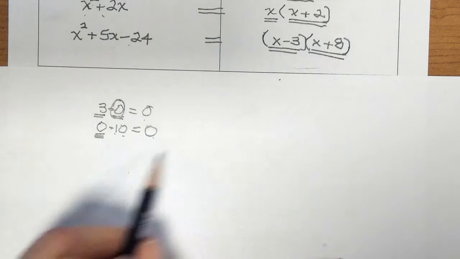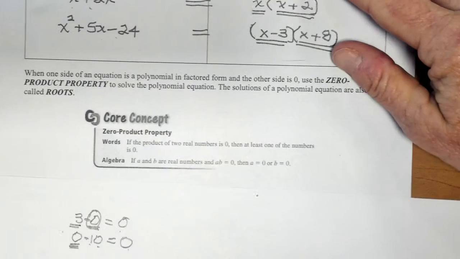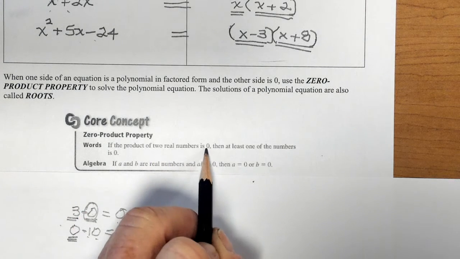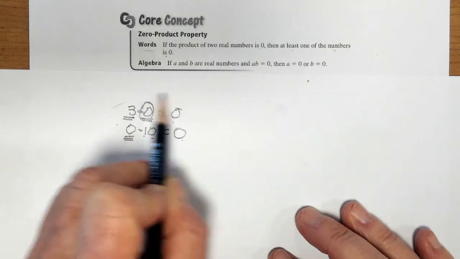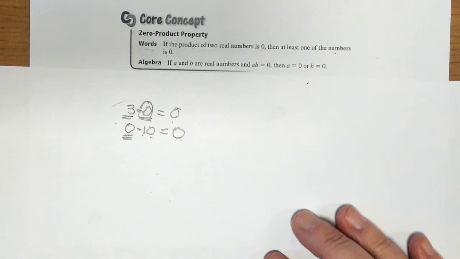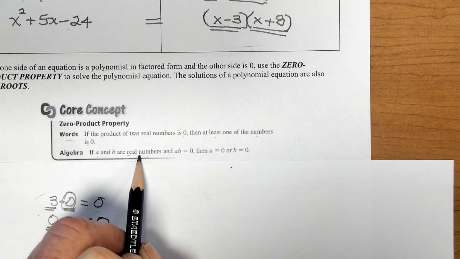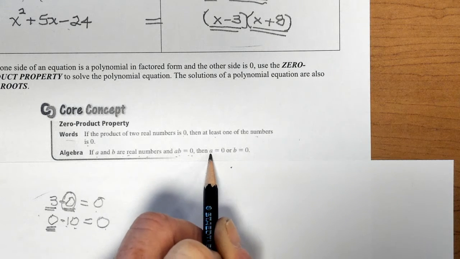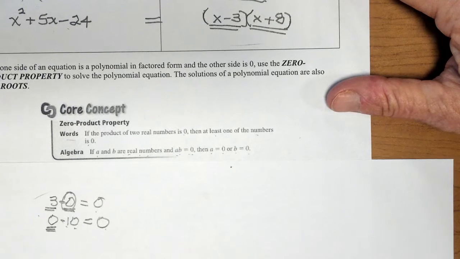So I'm going to use this property and I'm going to apply it in algebra. In algebra, we say that if the product of two real numbers is 0, then at least one number needs to be 0. That's what I just demonstrated right here. In algebra, if a and b are real numbers, and a times b equals 0, then either a can be 0 or b can be 0. Either one. So let's take a look in more detail what that looks like.